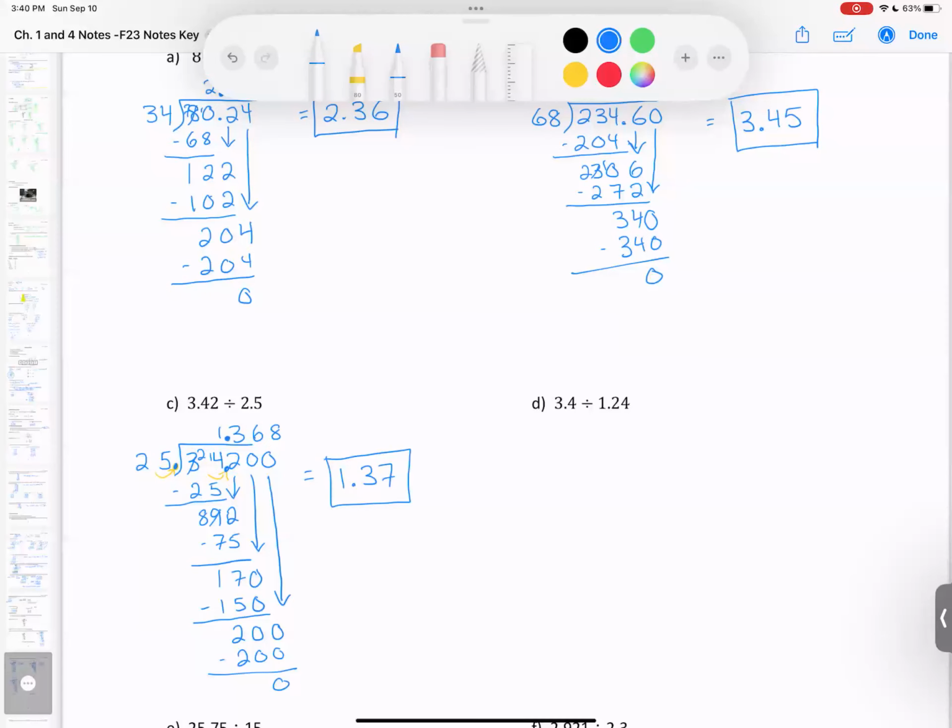All right, so section 4.4, part 2. Let's go over now these next division problems. So we've got 3.4 divided by 1.24.